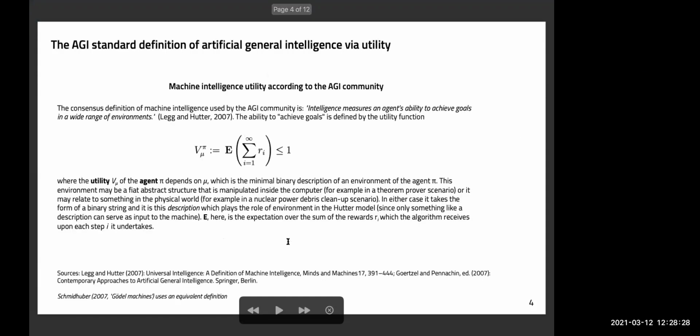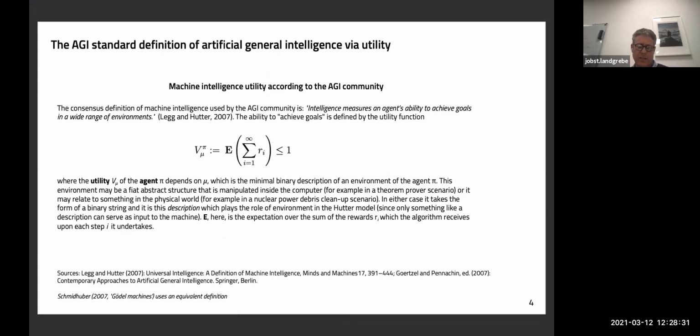Okay, so we have here the standard definition of artificial general intelligence.